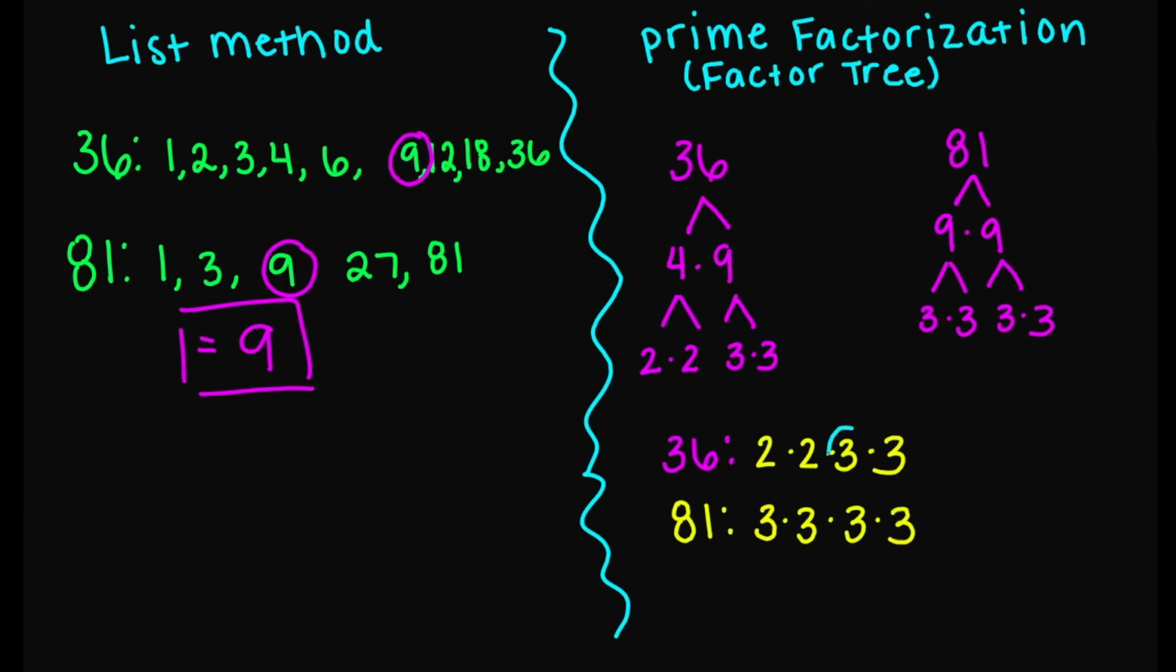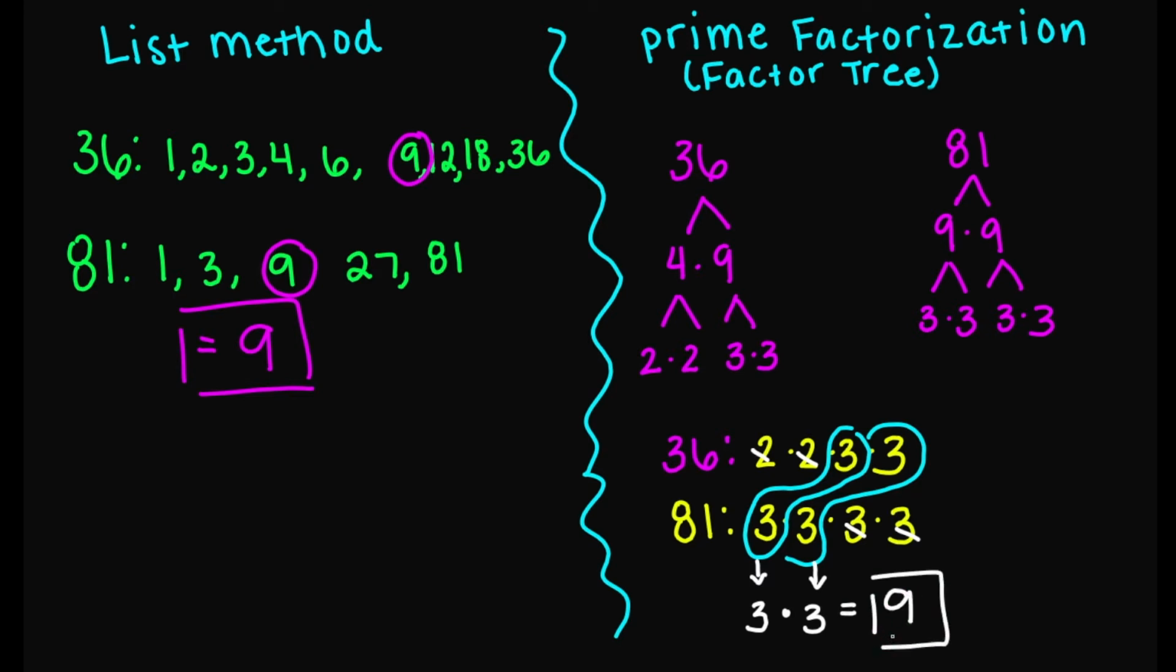We have a 3 here and a 3 right here. I'm going to go ahead and circle that. And we also have a 3 right here that I can use. So these 2s and 3s are going to stay out. Since I share a common factor, this 3 is going to be written 1 time, times this other 3 we're writing 1 time. So 3 times 3 equals 9. So your GCF is 9.